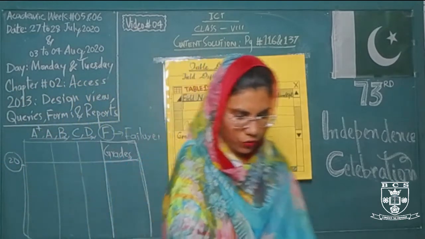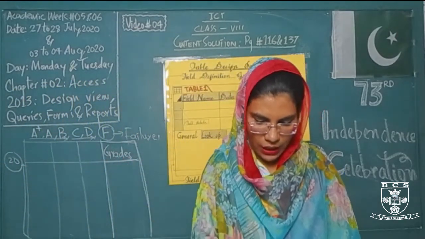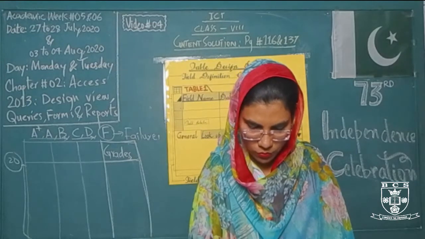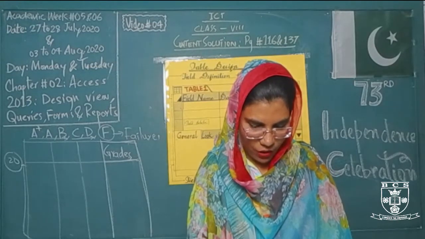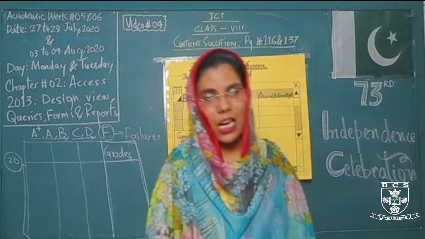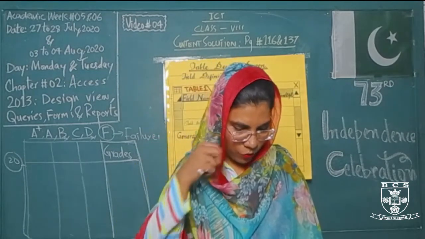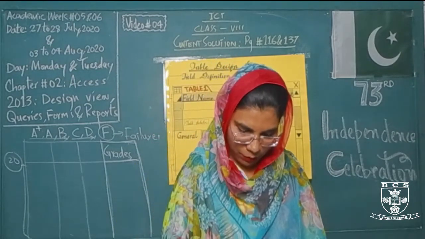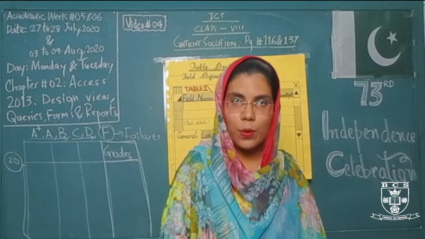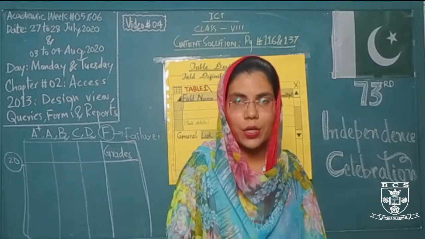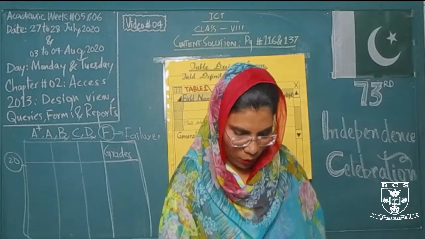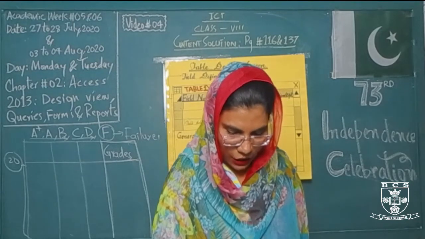We have three different ways. If we are working in the datasheet view, there are two different ways, and if we are working with the design view, there is only one way through which we can create or set up the lookup field. And you have to open your book for page number 28. On page number 28 we have all the details regarding the lookup field. So the first method for the datasheet view is this.